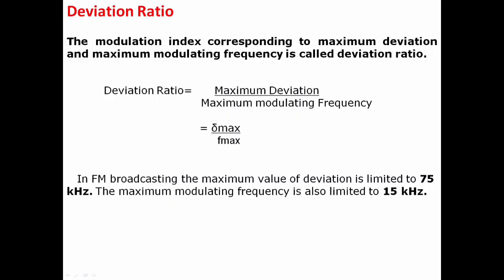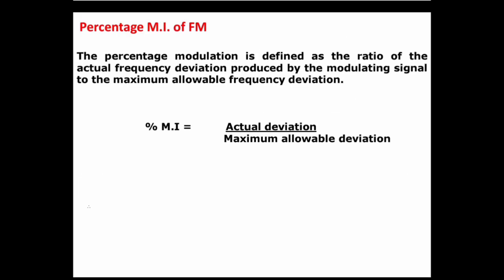Next we find the deviation ratio. Deviation ratio is the ratio of the maximum deviation divided by the maximum modulating frequency, that is del max divided by fm max. Next is the percentage modulation. Percentage modulation is equal to the ratio of the actual deviation divided by the maximum allowable deviation. This is the maximum deviation in the FM waves.